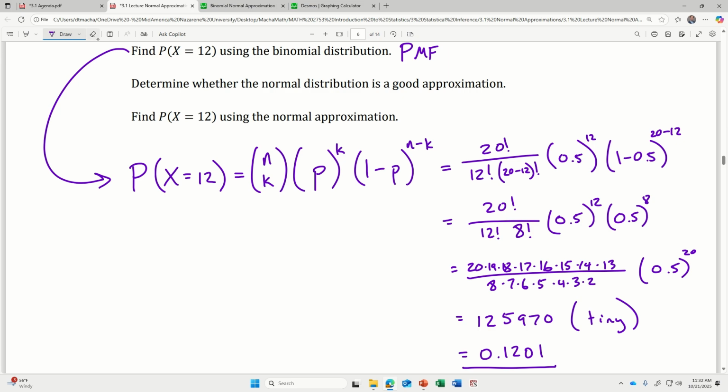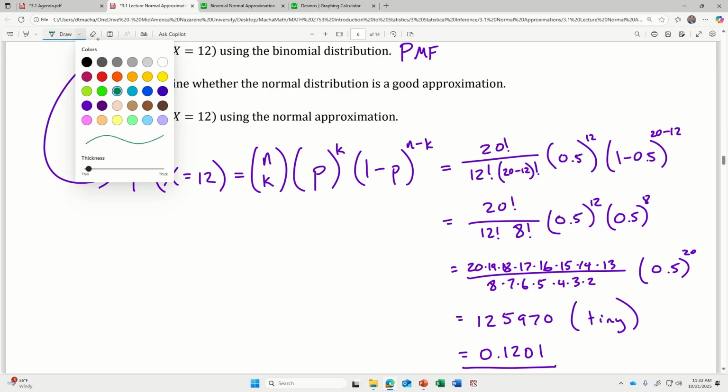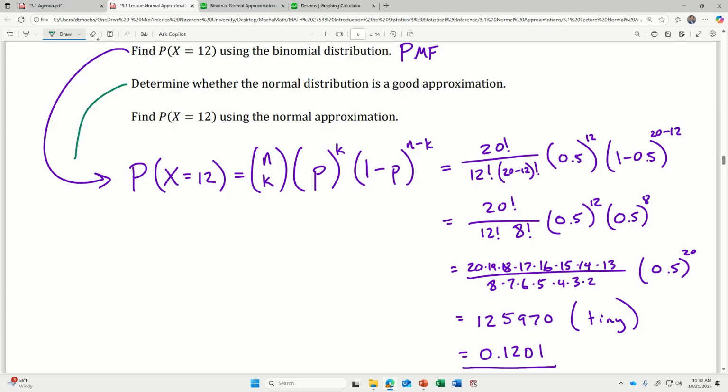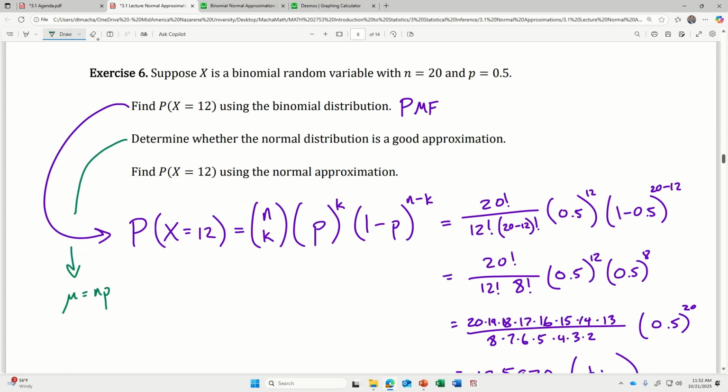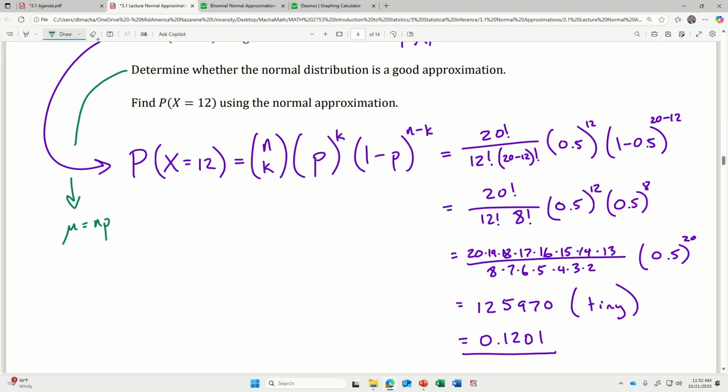Practice is important. So is the normal distribution a good approximation? Well, that depends on the variance mostly. N is 20, p is 0.5. So n times p is 10. The variance is n times p times 1 minus p, which is going to be 20 times a half times 1 minus a half, which is still a half. So that's going to be 5.